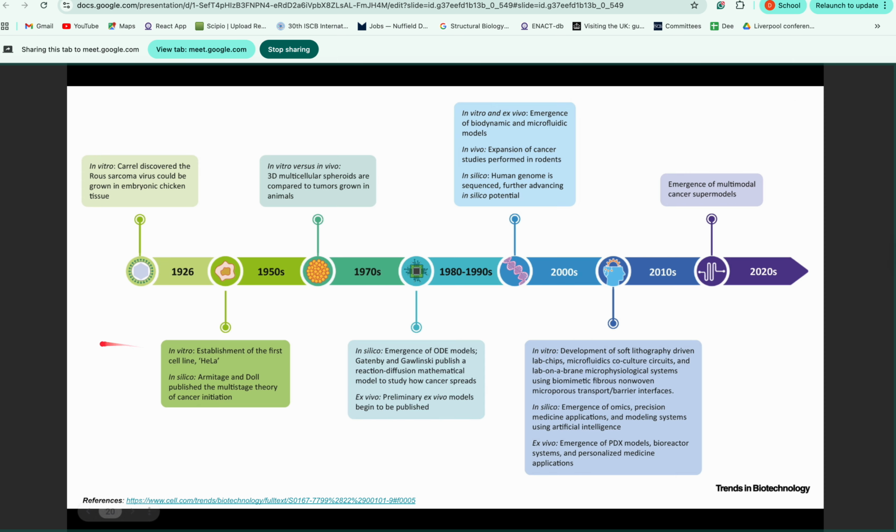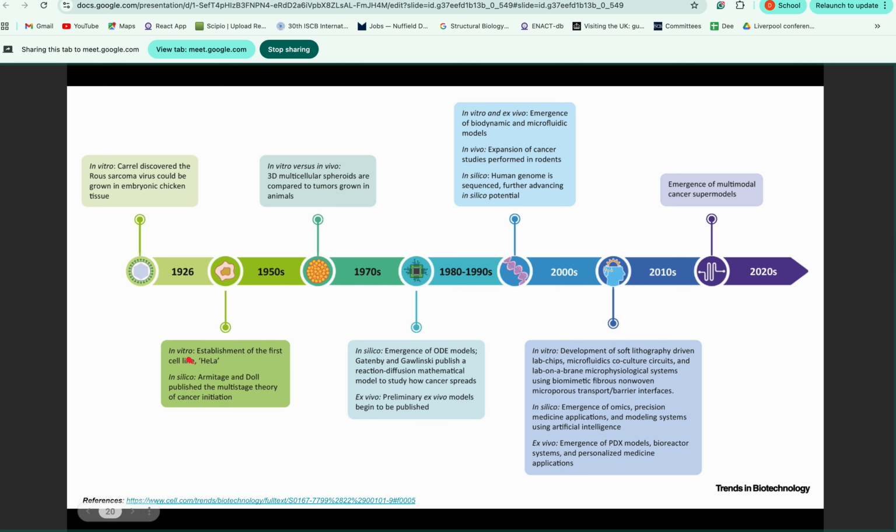This is another excerpt which I obtained from this paper. In it they are talking about how in 1926, in vitro, Carrel discovered the Rous sarcoma virus, which could be grown in the embryonic chicken tissues. So when we were talking about the ideal model organisms, we said that we can only take those model organisms which can show that particular disease state, which can show the gene defects as that of human. So similarly, in this case, Carrel discovered that these viruses could be grown in the embryonic chicken tissues.